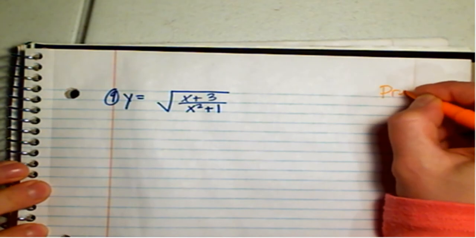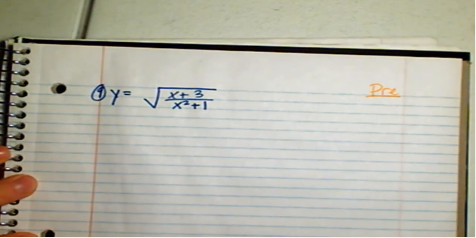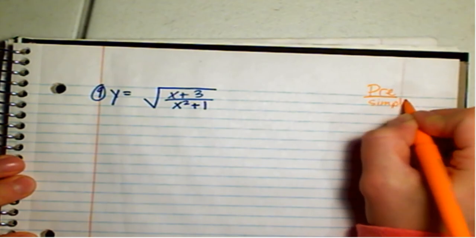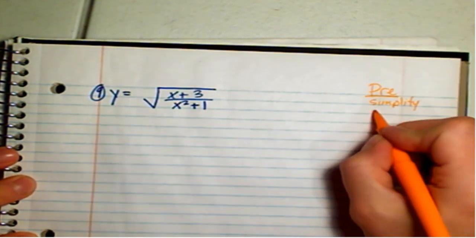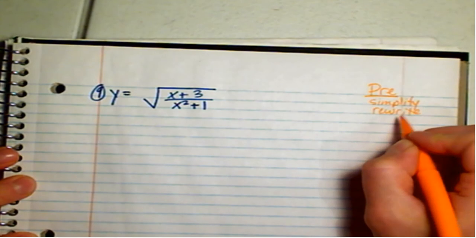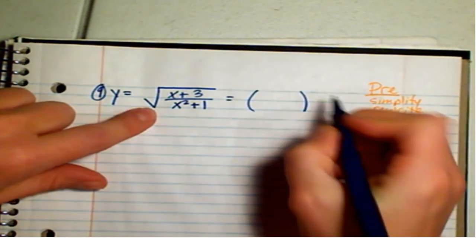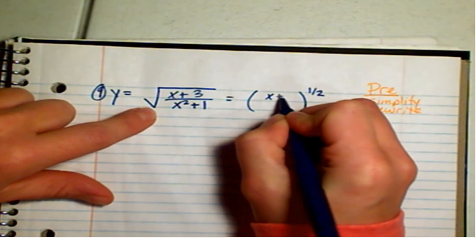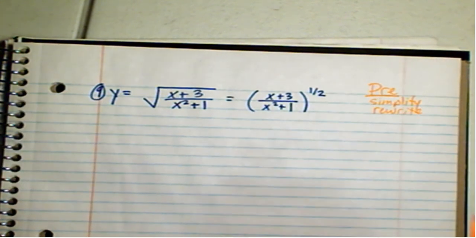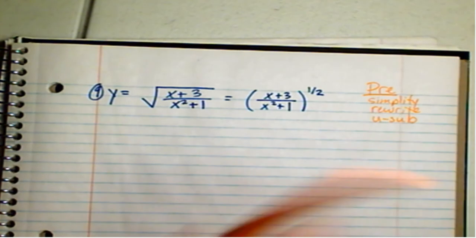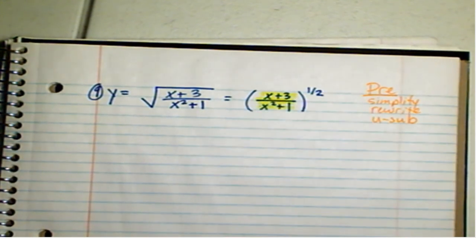So let's look at my pre. The pre is where you decide what kind of rules you're going to do. Can you simplify this? No, I don't see any factoring or reducing. Okay. Can I rewrite this? Yes, I can do this in power format. Oh, when I turn that into power format, then I see the U sub. And that's when I highlight the inside part.